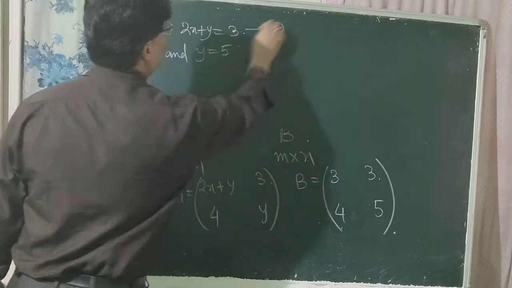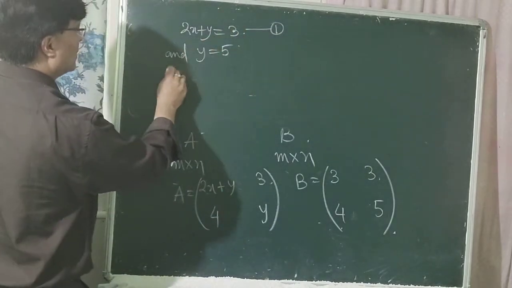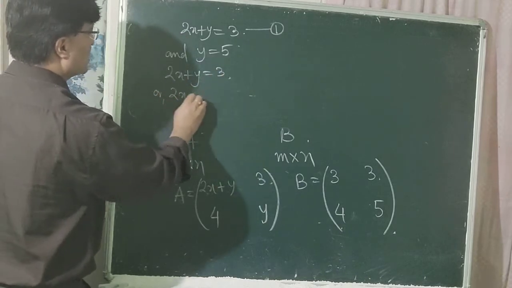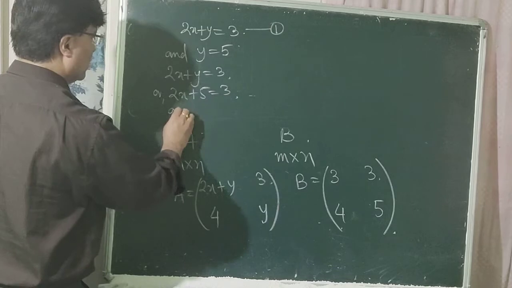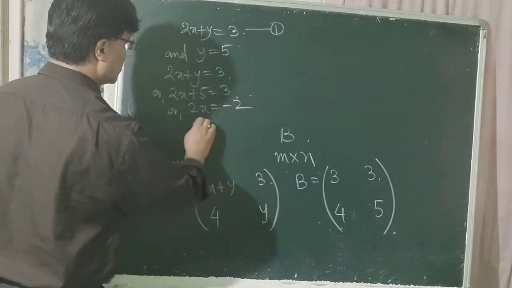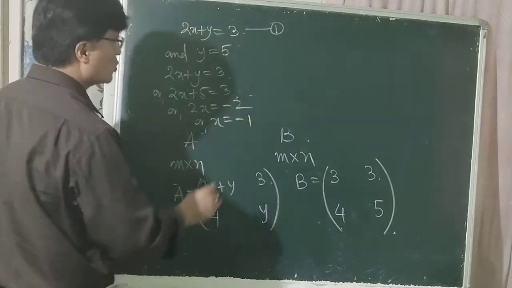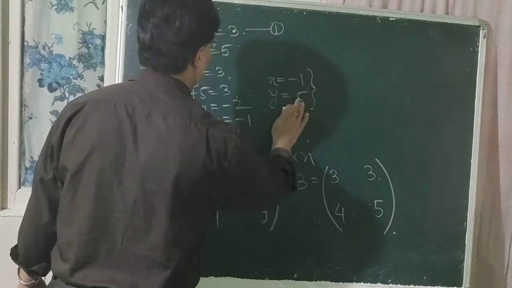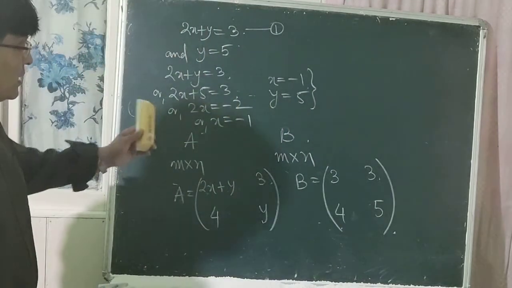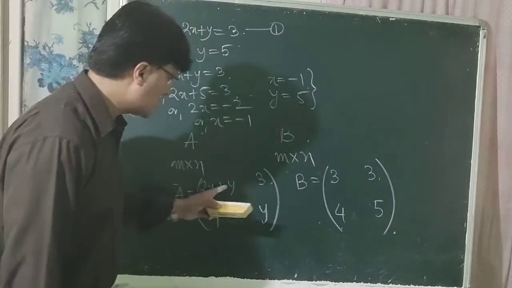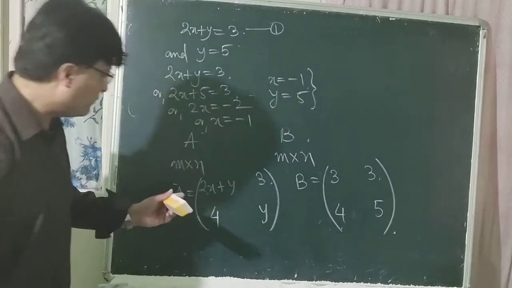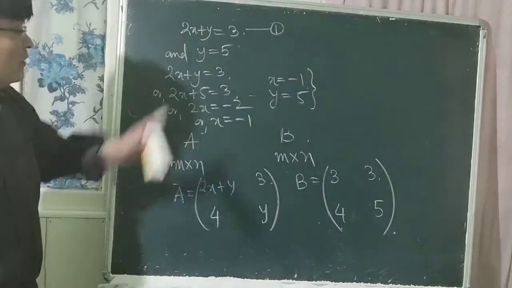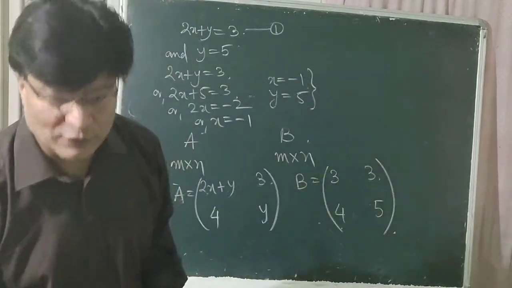So this is your equation number 1. You can put the value for y here. That is, 2x plus y is equal to 3, or 2x plus 5 is equal to 3, or 2x is equal to minus 2, or x is equal to minus 1, and y is equal to 5. So if these two matrices A and B are equal, then the value for x is equal to minus 1 and y is equal to 5.